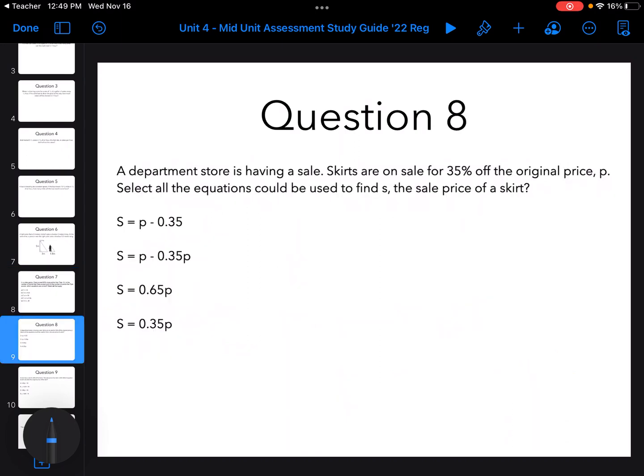Number 9, a department store is having a sale. Skirts are on sale for 35% off the original price P. Select all the equations that could be used to find S, the sale price of the skirt. Well, I know if I'm finding the price off, it's 35% of the original price. So this one would give me 35 cents off, so that one's out.